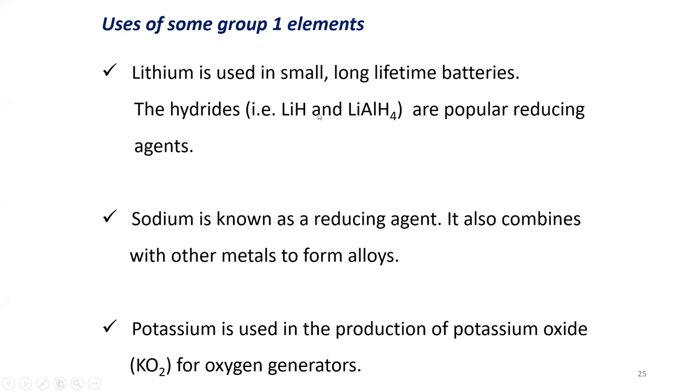What do you mean by high polarizing power? When I say high polarizing power, what I mean is that lithium is small in size and it has a high charge. As we go down the group, the size increases but the charge reduces. But the size of lithium is small, so the charge of lithium is high. Polarizing power has to do with the ability of the element to pull electrons to itself. Because it has a high charge, it will pull more electrons to itself, and as it pulls electrons from another element, it will polarize the atom from where the electron is coming from. So your lithium, because of the small size and high charge, will have a high polarizing power.